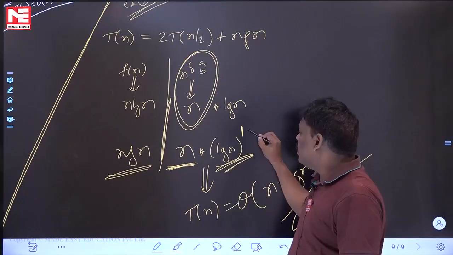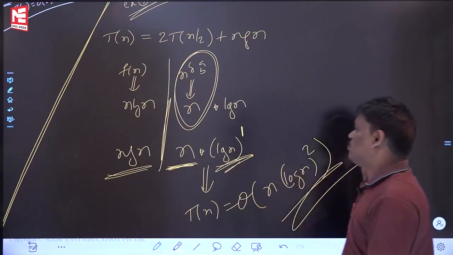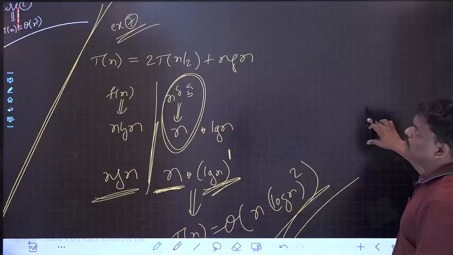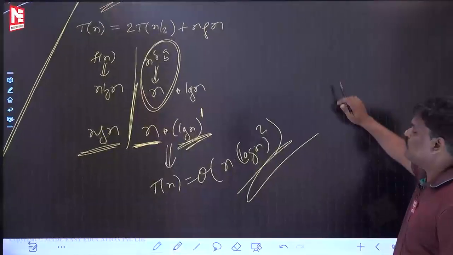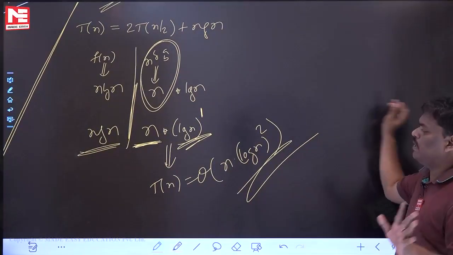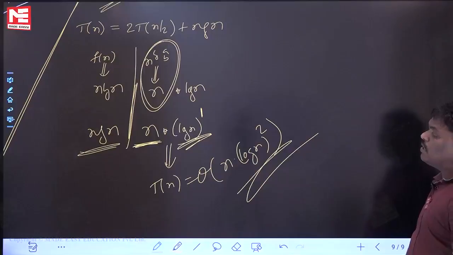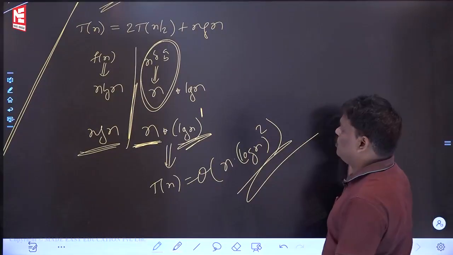Then what is the answer? Whatever you kept as k, just write k plus 1. This is example 7. Example 7 answer: n into log n whole square, n into log n whole square.